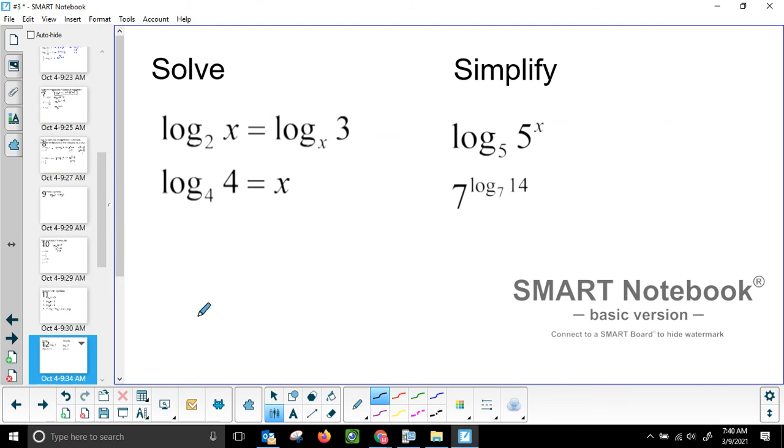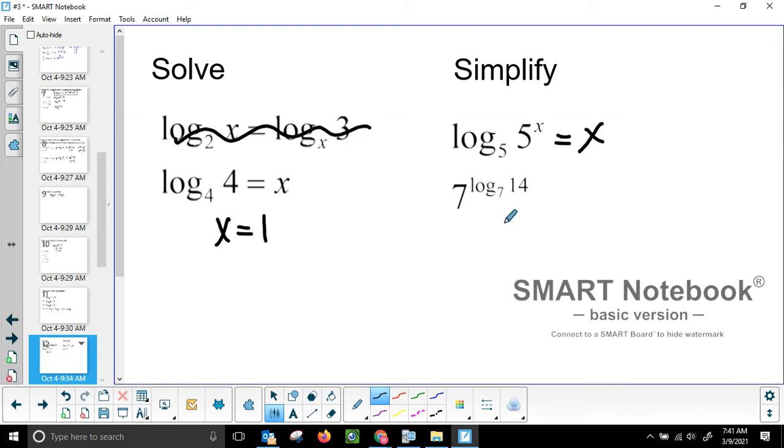All right, so here, solve and simplify. This is a typo actually, so we'll just go ahead and skip that one, but this one's easy enough, right? 4 to what power equals 4? Okay, well, x is equal to 1. All right, 5 to what power equals 5 to the x? Well, 5 to the x power equals 5 to the x.